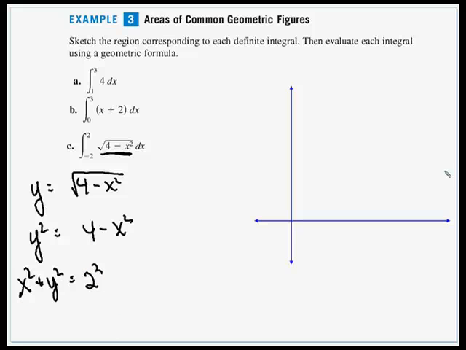Does that ring a bell? What does that look like? x squared plus y squared equals r squared, or it's just the equation of a circle. We have the formula for a circle. I'm going to need to move this over here a little bit. It's a circle centered at the origin, and its radius is 2.